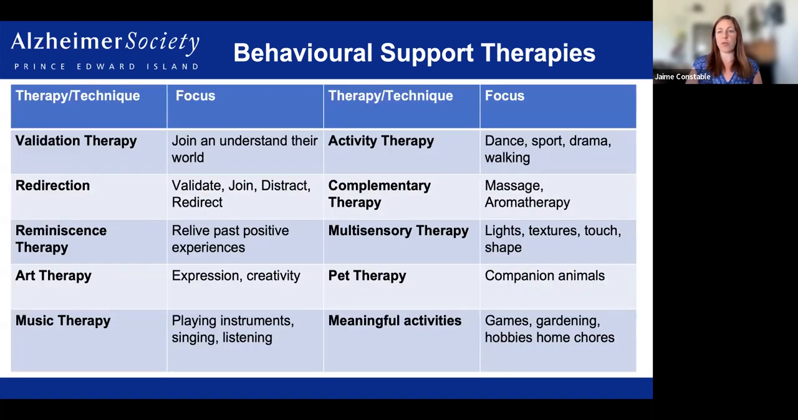Here are some specific behavioral support therapies that are mentioned across the literature that you can learn a bit more about. There's validation therapy, which involves joining them to understand their world. And that will help you create that connection and also will give you insight into why they might be having a particular issue with communication or behavior. Redirection involves a process of both validating their experience, joining them in their reality to understand it. If it's something that is a painful reality, you might distract them from that reality and redirect them towards something that's a more positive experience for them.